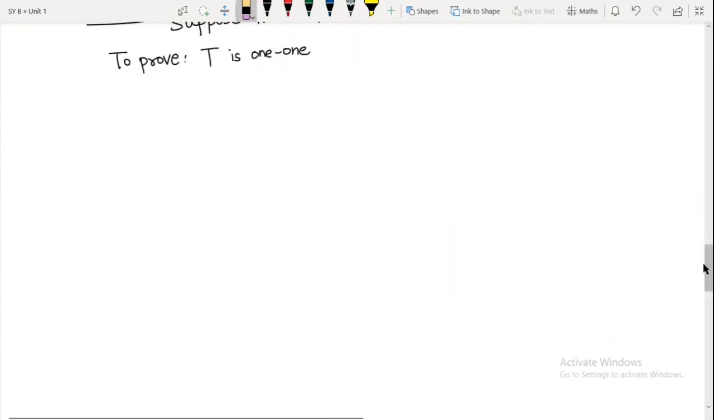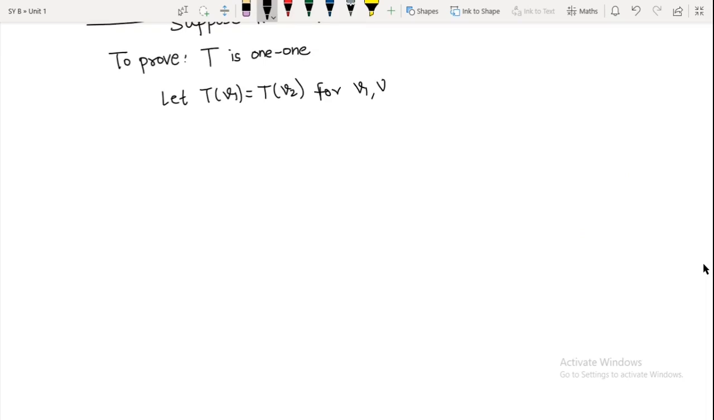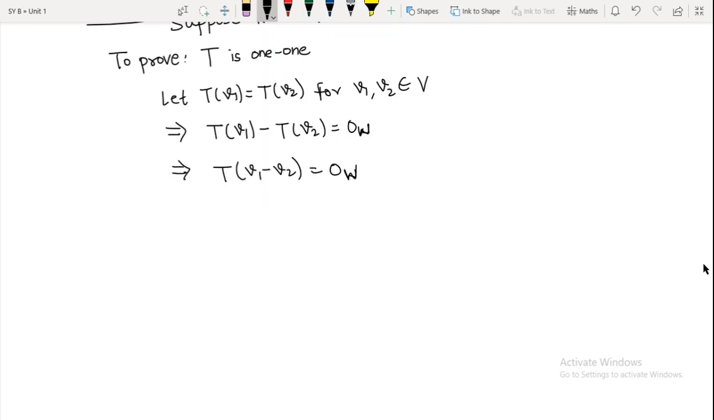So let T of v1 be equal to T of v2 for v1, v2 belonging to vector space V. This implies T of v1 minus T of v2 is equal to 0_w, this is in W. But T is a linear transformation, so we can write it as T of v1 minus v2 is equal to 0_w. This is because T is a linear transformation.